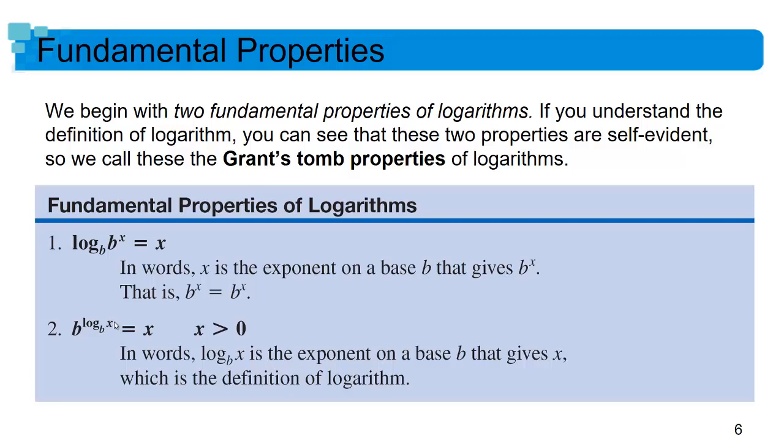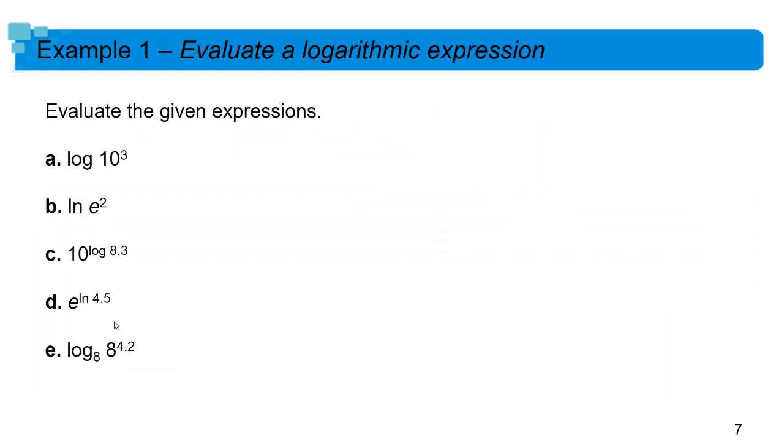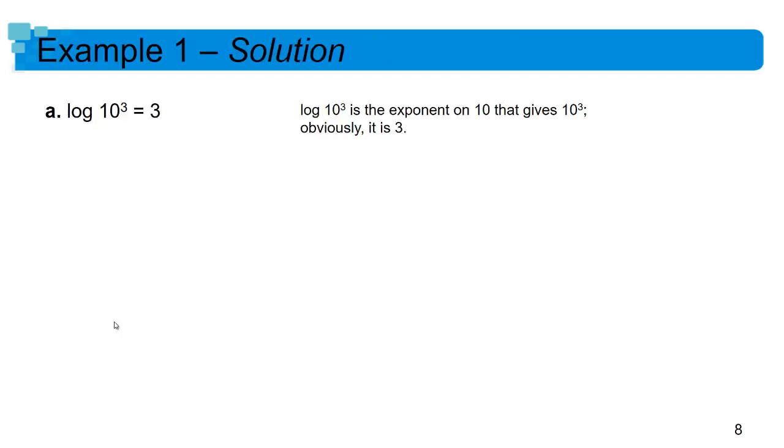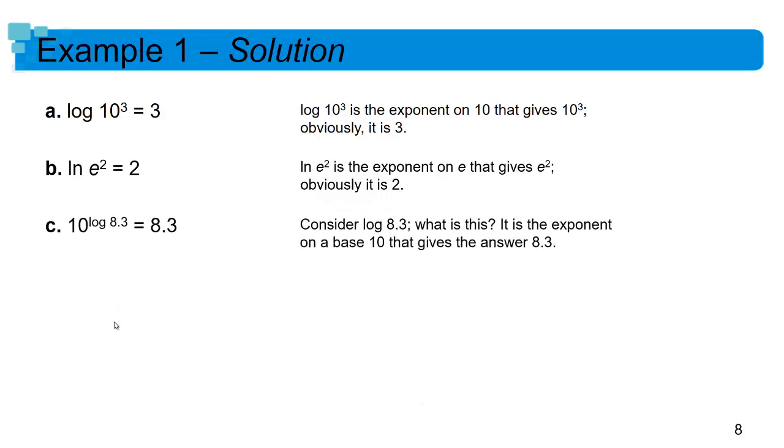So that all hinges on knowing the fundamental property number 2. So let's see if we can evaluate a few of these very quickly. Well, the first one should be easy, right? Because that's log base 10 of 10 cubed. And that's just 3. Same thing with natural log of e. Well, natural log, remember, is base e. So again, natural log of base e, which is log base e of e squared, is just 2 as well.